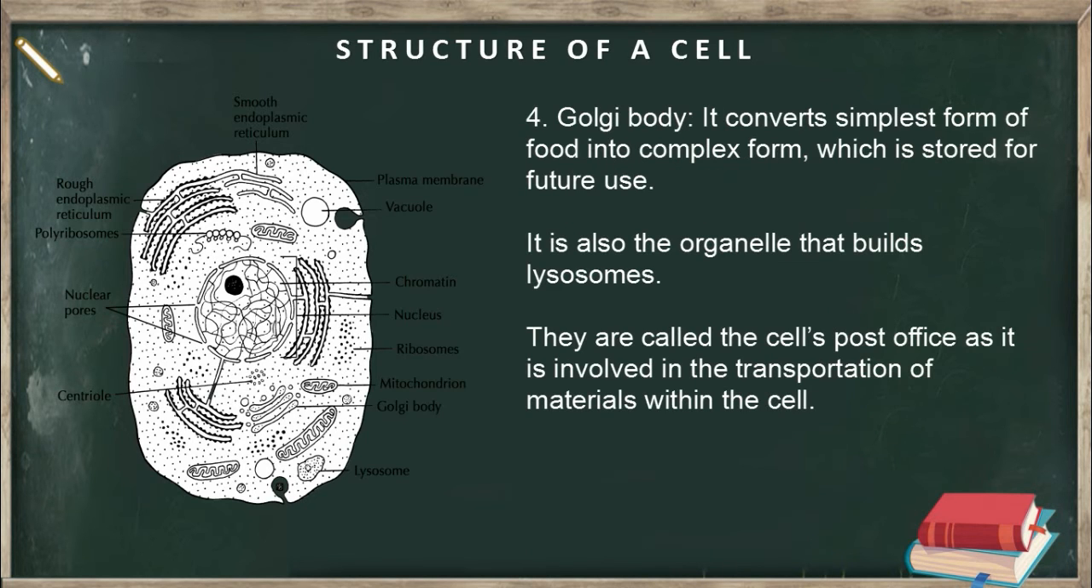4. Golgi body. It converts the simplest form of food into a complex form, which is stored for future use. It is also the organelle that builds lysosomes. It is called the cell's post office as it is involved in the transportation of materials within the cell.